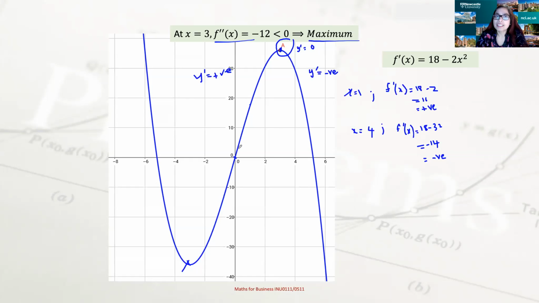So what's happening? The gradient changes from positive to negative. So it's going to be something like this, 0 and then negative. That is positive. The gradient is positive, 0 and then negative. So that means this is going to be the maximum value. The stationary point or the turning point is going to be maximum.